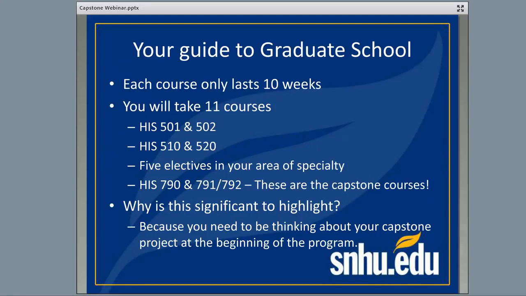The other thing we want to do is keep in mind how quickly this final capstone requirement is going to develop and ultimately have to start to come into focus. Throughout your graduate coursework, each class lasts 10 weeks. That 10 weeks does move by very, very quickly. And throughout the program, you're also going to take 11 courses, and it's 501 and 502, and then 510 and 520, and then your electives, and then you get into those capstone requirement courses, which are those 700 level courses. We highlight this because it's important to note that you should really start thinking about your capstone project at the beginning of the program.